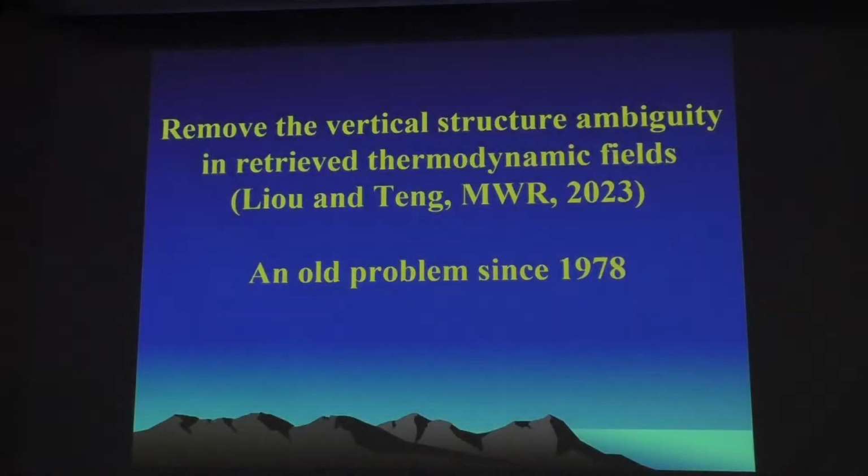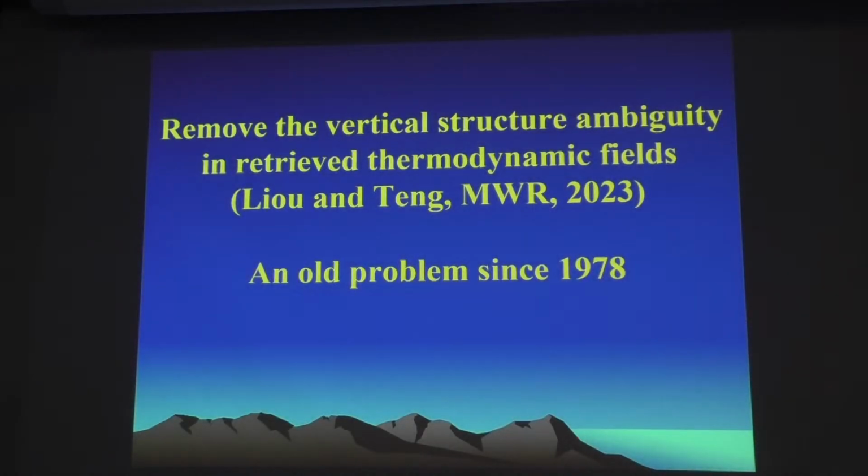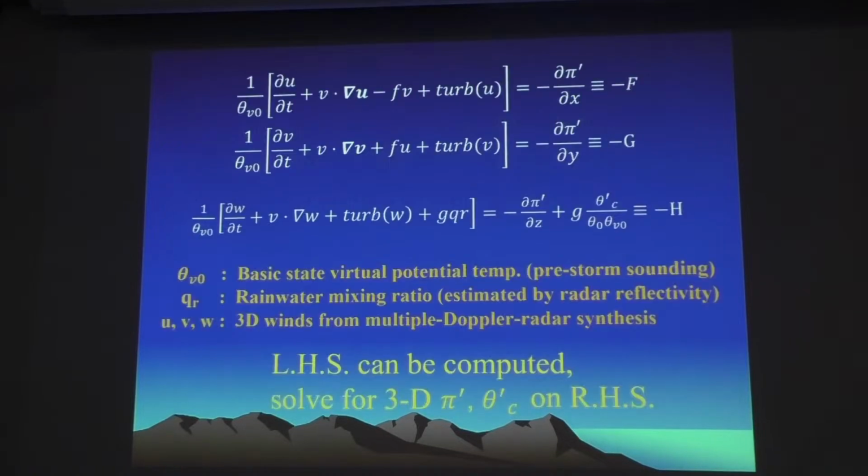Okay, my most recent work is I try to remove the vertical structure ambiguity in the retrieved thermodynamic field. And this work was already published earlier this year in Monthly Weather Review, and this is an old problem since 1978. Now let me explain what is the problem we are dealing with.